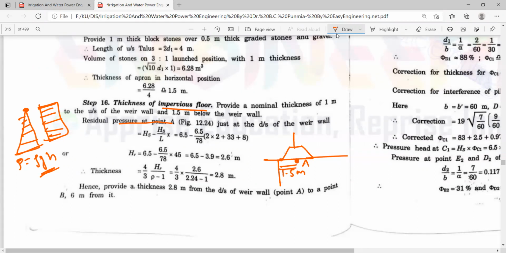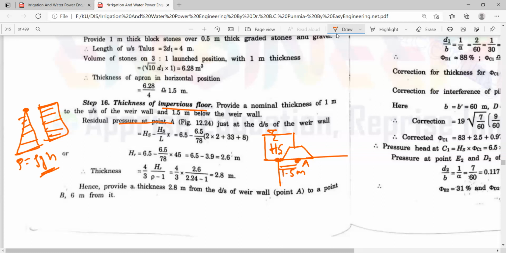Let us suppose this is point A. Here the pressure head is Hs. The pressure available at this point will be directly proportional, P is equal to rho g h. Okay, now I want to calculate the pressure at point A.